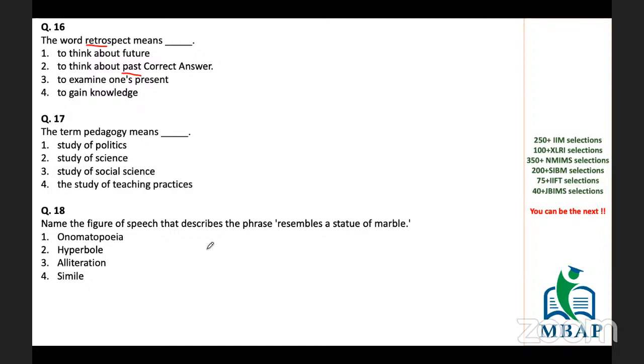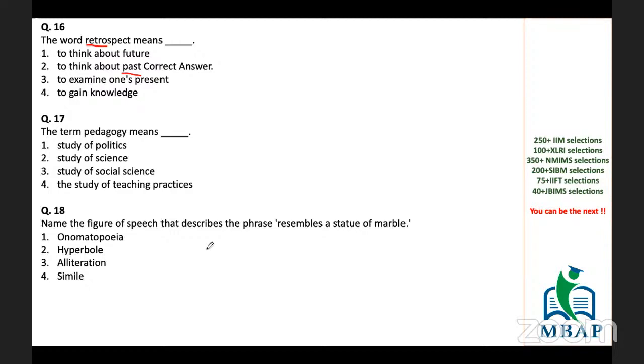Here I know that onomatopoeia stands for those words. Hyperbole means, whenever we exaggerate something a lot, so it means an exaggerated statement. Alliteration means the occurrence of the same letter or sound. Again, this is not the case. Simile is comparison, when we show that something is similar to something else. So if you know the meaning of all of these, go for this question. Otherwise, skip it. Don't waste your time.